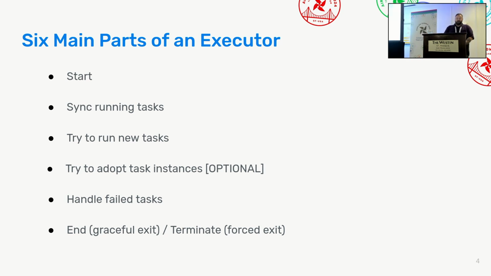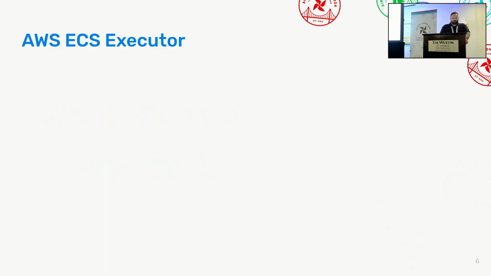Then, of course, you need to be able to handle any failed tasks. What you do in the instance of a failed task is going to be dependent, obviously, on what your needs are. And then there's two types of exit that Airflow supports, either an end or a terminate. End is a graceful exit, and terminate is a forced exit. Again, that's going to be dependent on what you want from your executor, and I'll go through next and show you a real-world example. So this is the ECS executor.